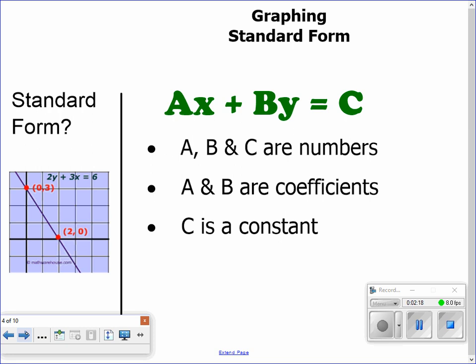We're talking about standard form. The standard form of every linear equation is ax plus by equals c. A, b, and c are all numbers. A and b are coefficients, and c is our constant. Remember, the coefficients are the numbers that come in front of the variable, and the constant is the number that does not change.